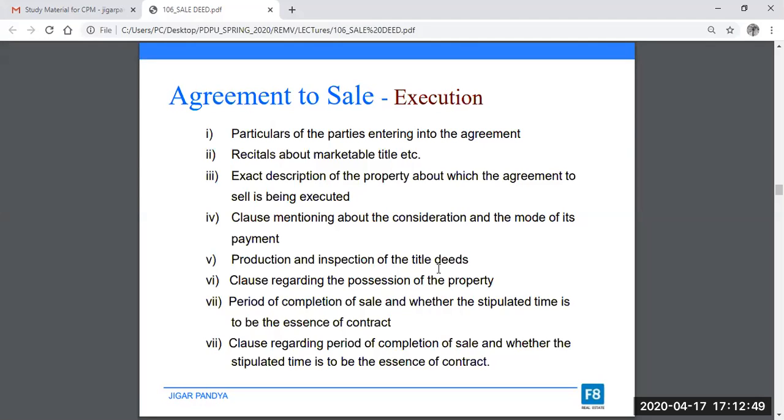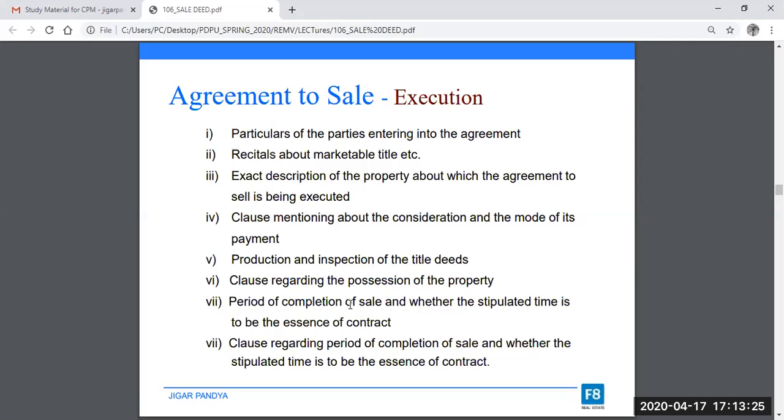Production and inspection of title deeds. So all the titles that are mentioned, once you do a title search and you do the inspection, this is when you find out if the property is clean and there are no issues with the property. And once this is done and the consideration is received, there has to be a clause on the possession of the property as to when the possession will be given. And that is the period of completion of sale and whether a secure time is of essence.